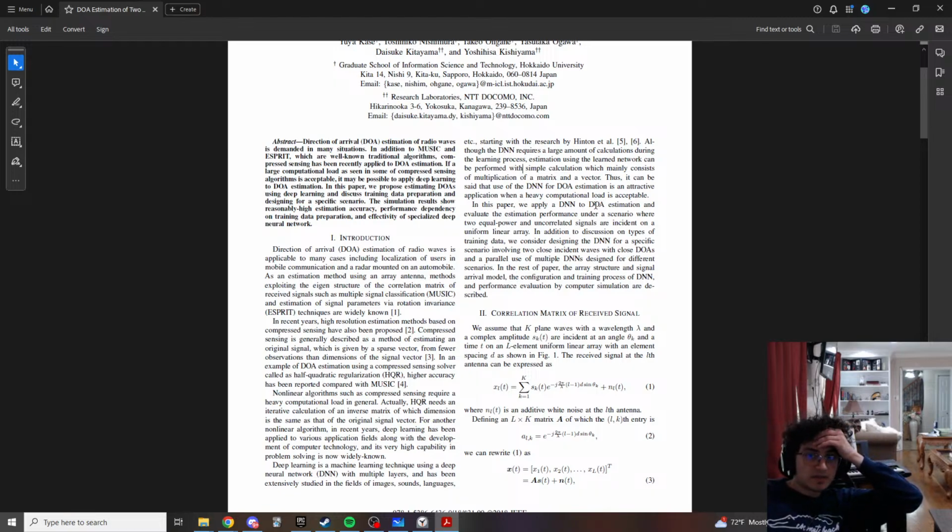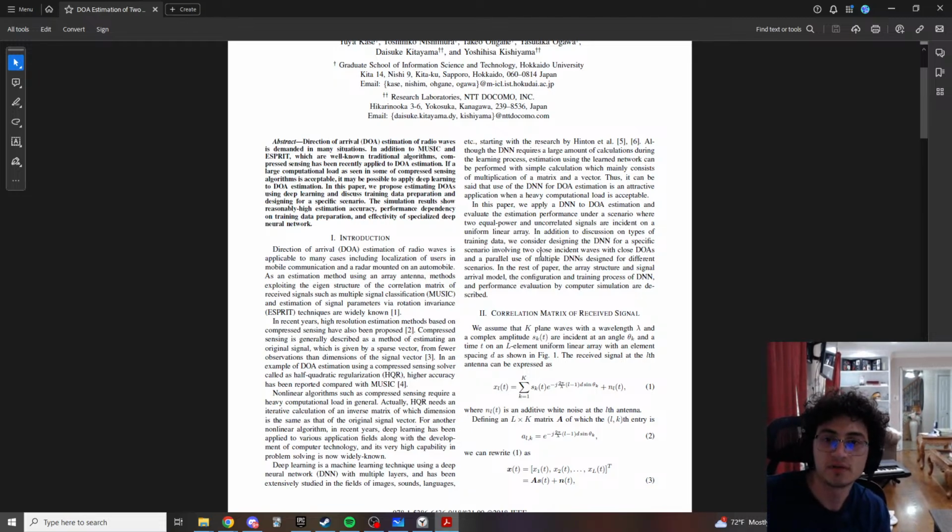We apply this to DOA estimation and evaluate the estimation performance under a scenario where two equal power and uncorrelated signals are incident on a uniform linear array. Okay. Discussion on types of training data. We consider designing a deep neural network for a specific scenario involving two incident waves with close directions of arrival, and a parallel use of multiple DNNs.